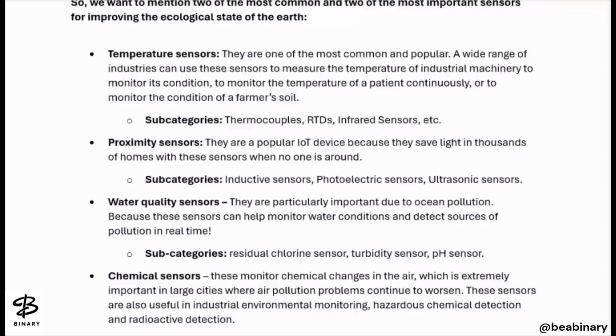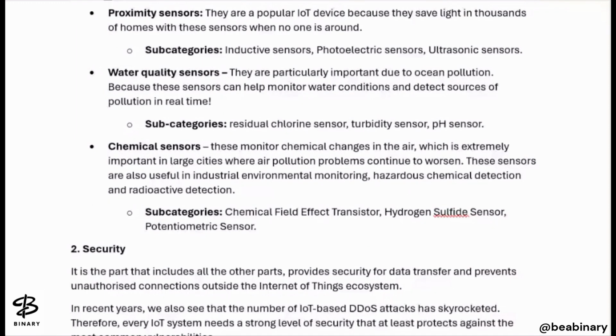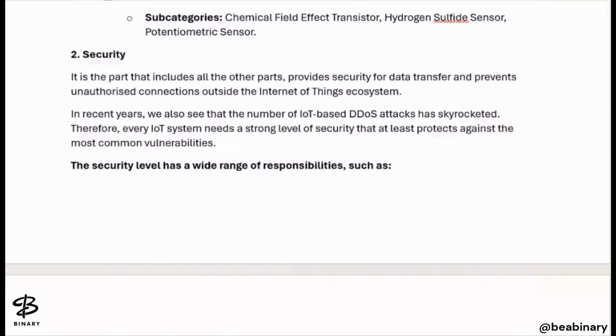Now another term, the security. Definitely, कल भी हमने पढ़ा था कि security is very challenging in IoT. It is a part that includes all other parts, provides the security for the data transfer and prevents unauthorized connections outside the Internet of Things ecosystem. जो आपके वाईफाई के या आपके इंटरनेट से कनेक्ट नहीं होनी चाहिए, right?